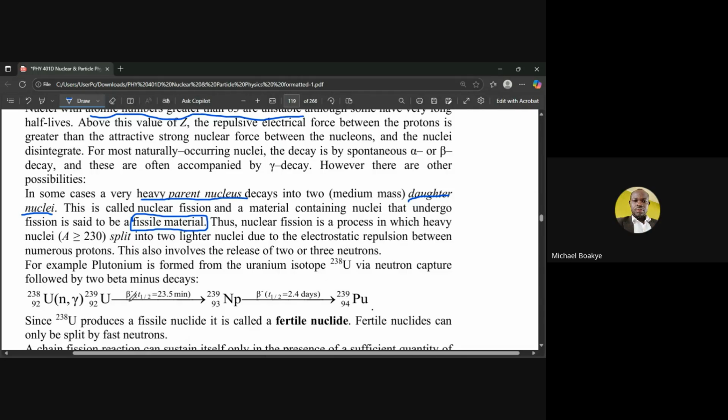Hello, sir. Yeah, hello. Sir, you said that nuclear fission is a process in which heavy nuclei, A is greater than or equal to 230. You said A is the atomic number, but I think it's mass number, so as not to confuse some people. Oh, sorry, thank you. The mass number, rather, when it's greater than or equal to 230. There is the mass number and there is the atomic number. Yes, but you said atomic, so that's why I want to draw your attention. Oh, okay. Thank you for that.